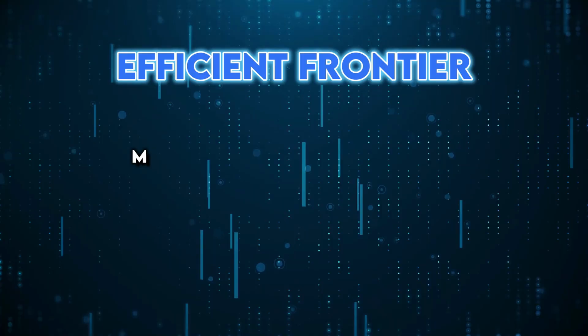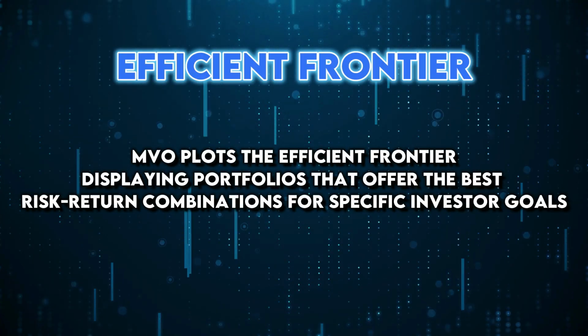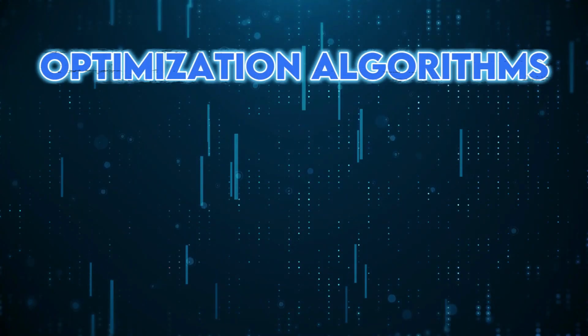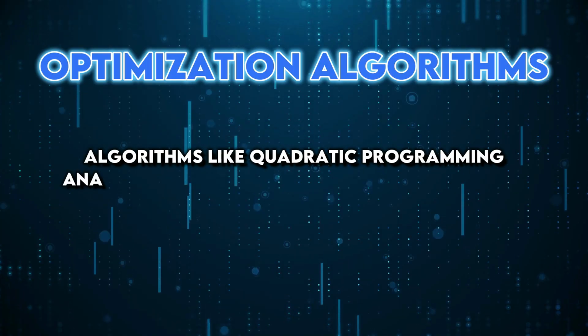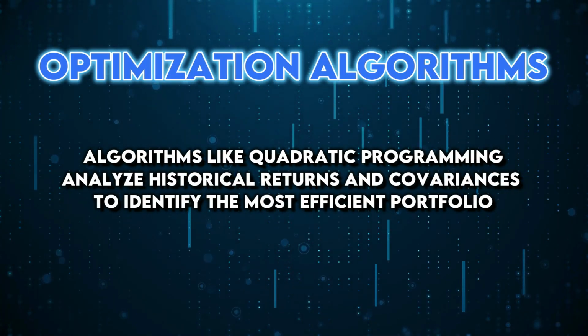Efficient frontier, MVO, plots the efficient frontier, displaying portfolios that offer the best risk-return combinations for specific investor goals. Optimization algorithms. Algorithms like quadratic programming analyze historical returns and covariances to identify the most efficient portfolio.